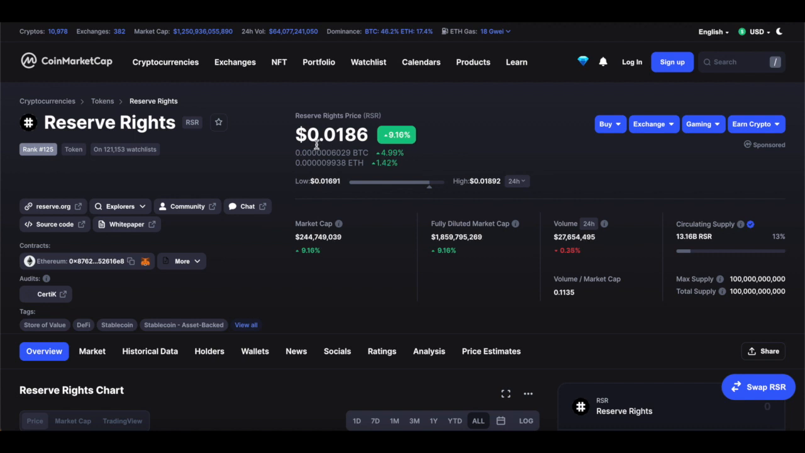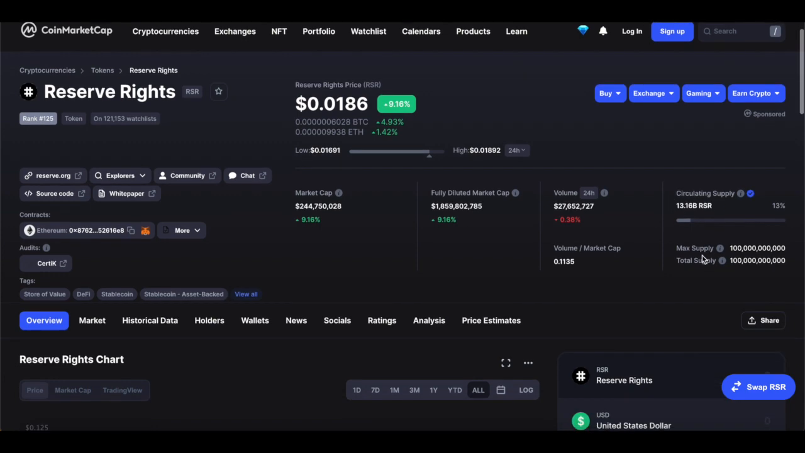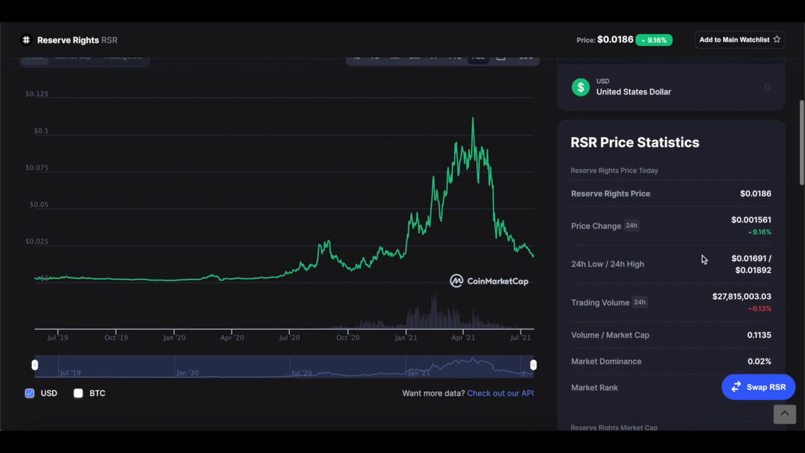Now let's take a look at the Reserve Rights token. So this token currently sits at 0.0186 cents. Now the max supply is 100 billion tokens, and there's 13 billion available for circulating supply. Those are tokens that can be bought, sold, and held for as long as you want.